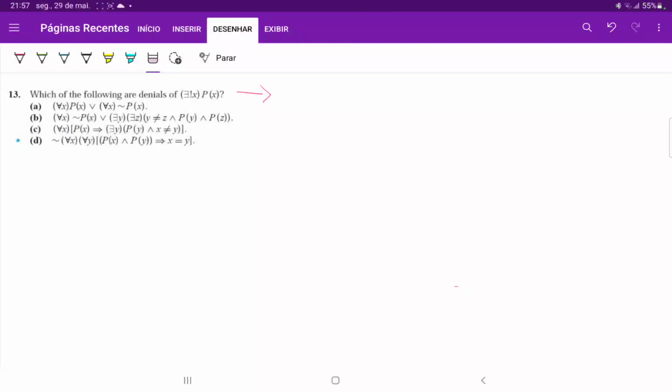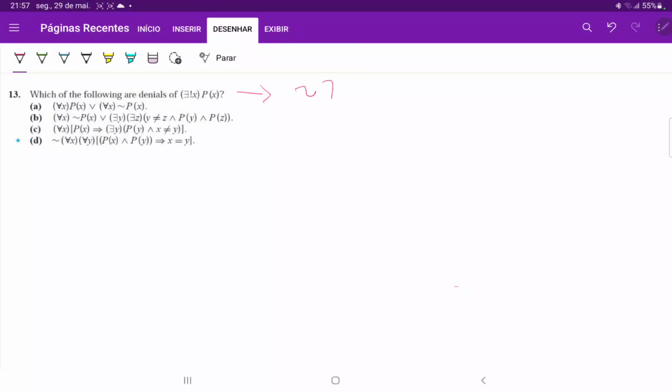13, we're denying the unique existential statement. So we're saying it's not the case that there's a unique x such that p of x is true, right? And for this denial, for it to be false, two things could happen here, and we have to make sure that we represent both of these scenarios.